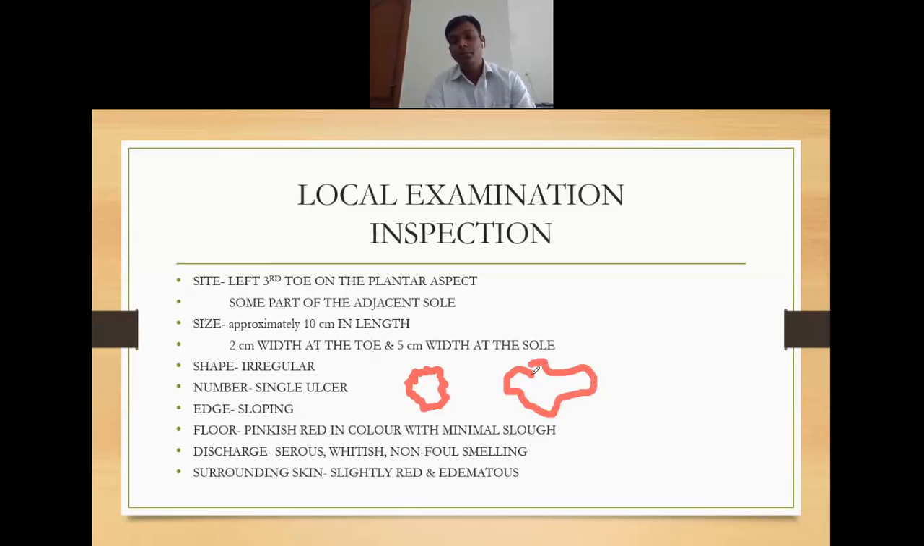How do you comment on these two ulcers? You are all seeing the ulcers? So what is the shape of this ulcer? Suppose we call the first one A and this is B. A is mostly a circular ulcer. How do you comment on this ulcer? A is more circular, B is irregular.